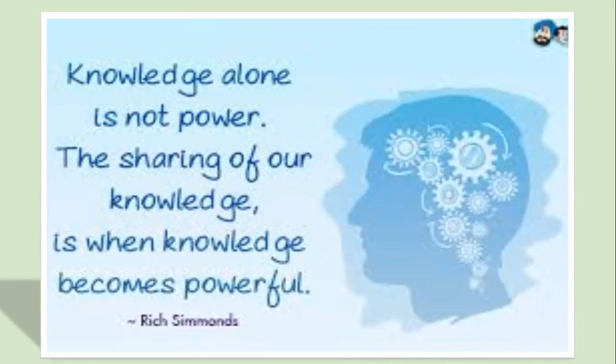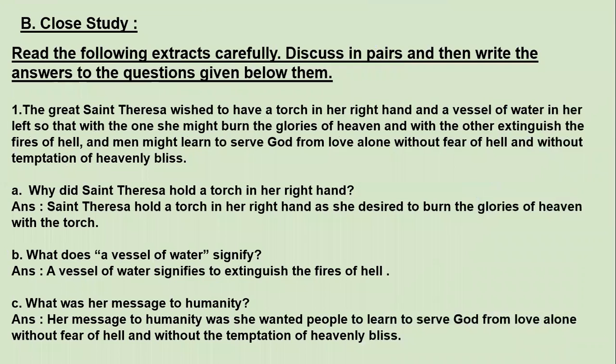So moving on to the question answers, we have Be Close Study in your textbook, and here you have: read the following extracts carefully, discuss in pairs, and then write the answers to the questions given below them. So students, here you have a small extract from the chapter. On the basis of this extract you have three sub questions, and you have to find the answers from this extract itself. Everything is there in this extract. It's just similar to how you solve your seen and unseen passages. In a similar manner, the extracts are here. So let us quickly see the extract and then discuss the question answers.